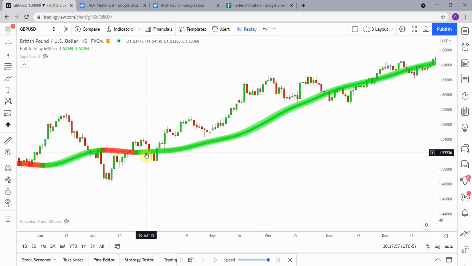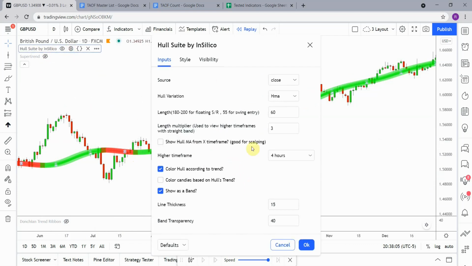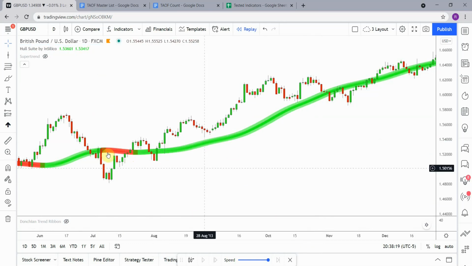It looks nothing like this in its default form, and so it was quite challenging figuring out exactly how to set this one up. Here you can look at the settings on this: a length of 60, a length multiplier of 3, and a line thickness of 15. Band transparency, I don't think we changed, it stayed at 40, and so that gives you this nice thick line like that.